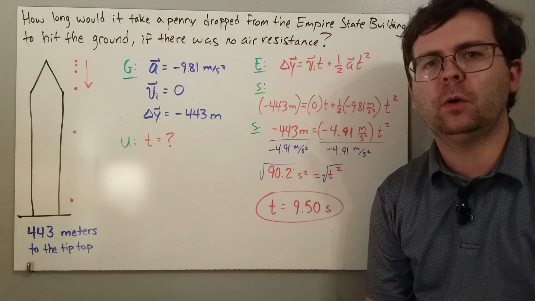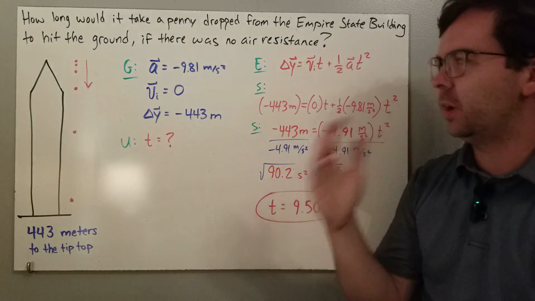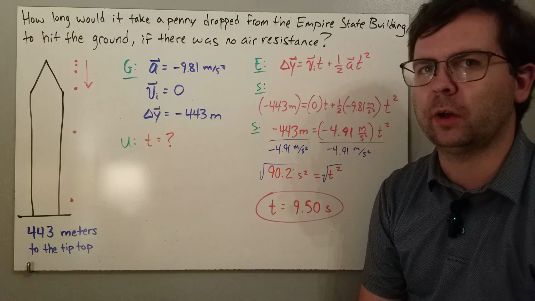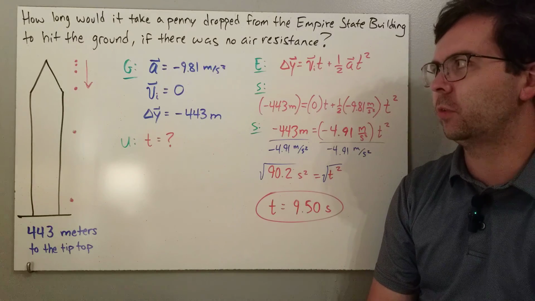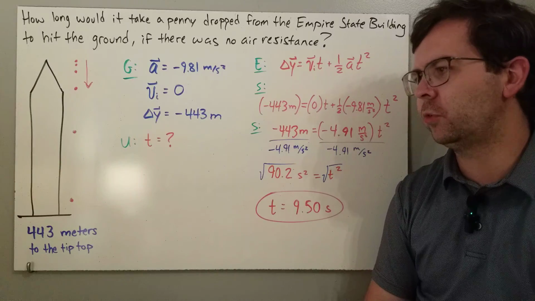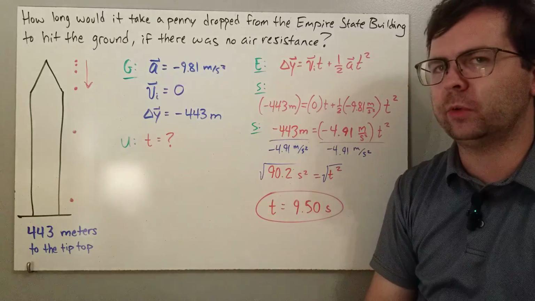Hi, in this video, we're going to look at some more free fall problems. So let's ask this question. How long would it take a penny dropped from the Empire State Building to hit the ground if there was no air resistance? So the Empire State Building is 443 meters to the very tip top. So that's our distance traveled here.